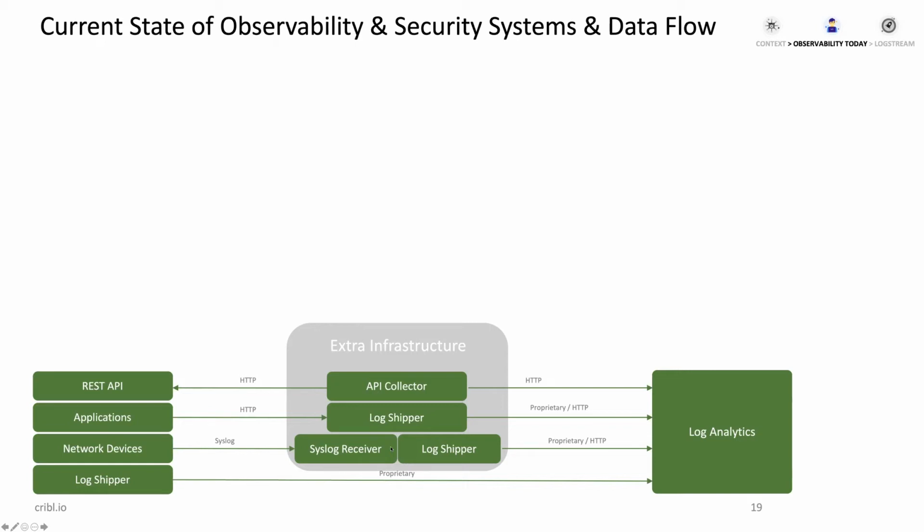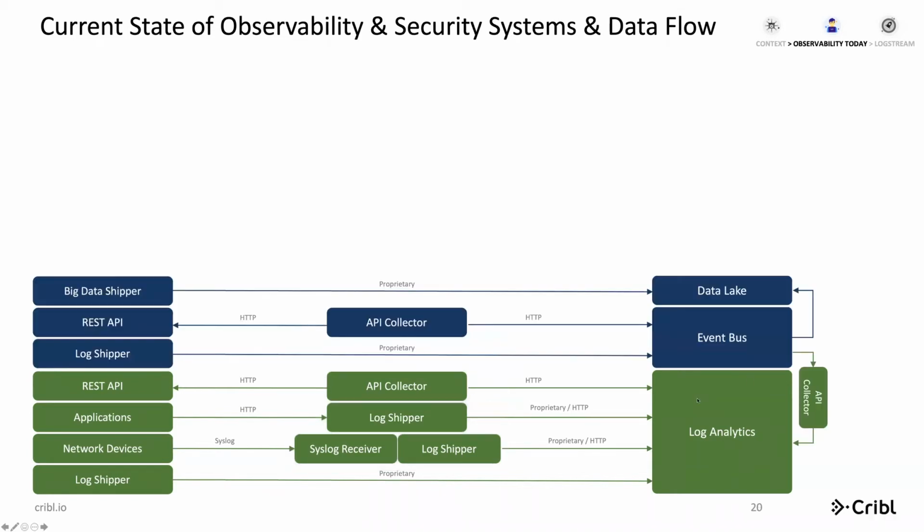If I want to collect from REST APIs, let's say I want to get data out of Microsoft Office 365, I'm going to run another API collector, which is, again, another piece of software that's going to go out and scrape data and then write data to my log analytics tool. And then when we start getting into the big data side, we're actually duplicating a lot of this infrastructure, right?